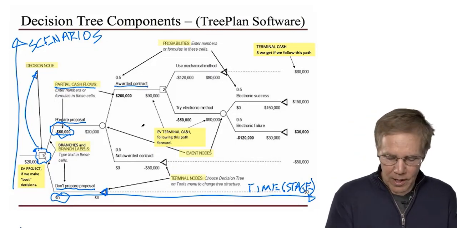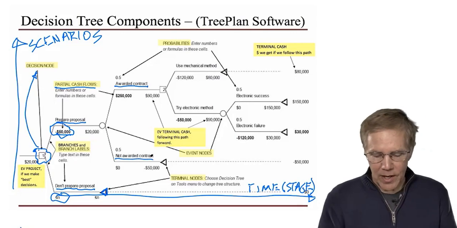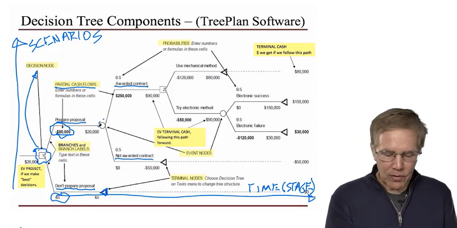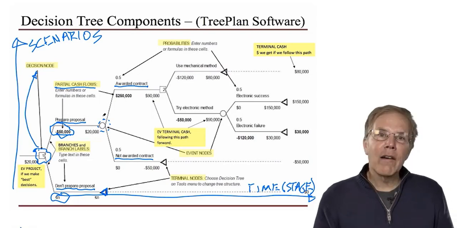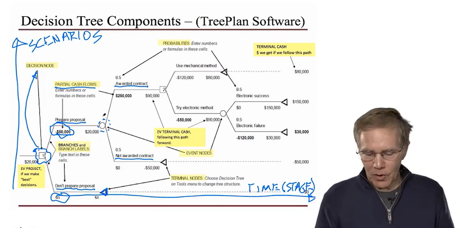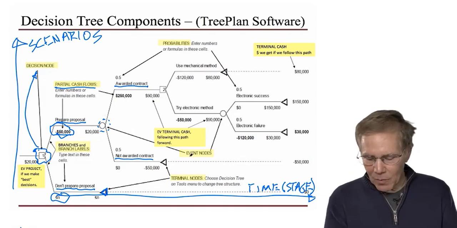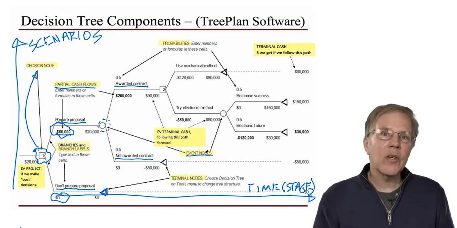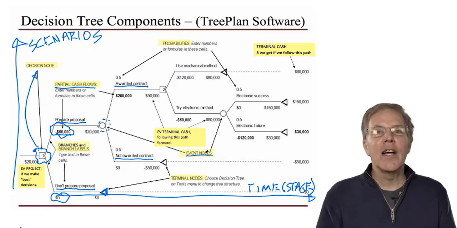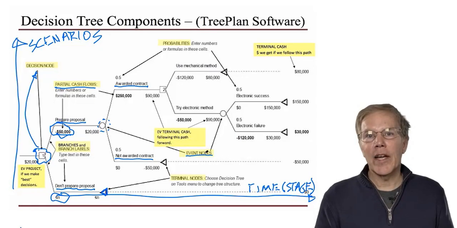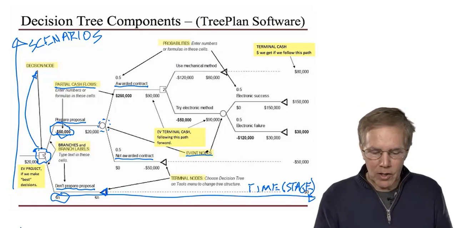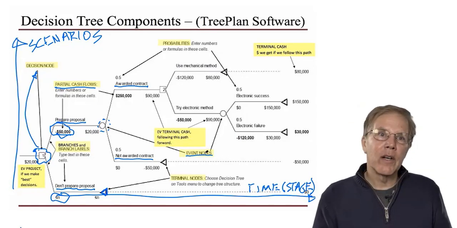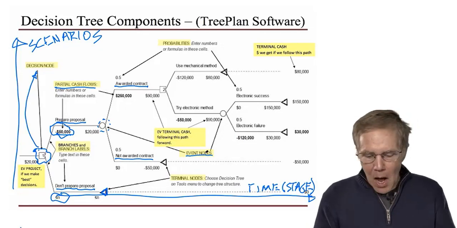Okay, so here's awarded contract, here's not awarded contract, and you notice now at this node, instead of a square, we have a circle. Whenever we have a circle, that's called an event node, and that means something is happening that is out of our control. We're going to get the contract or not, it's out of our control. So what do we need to know about event nodes?